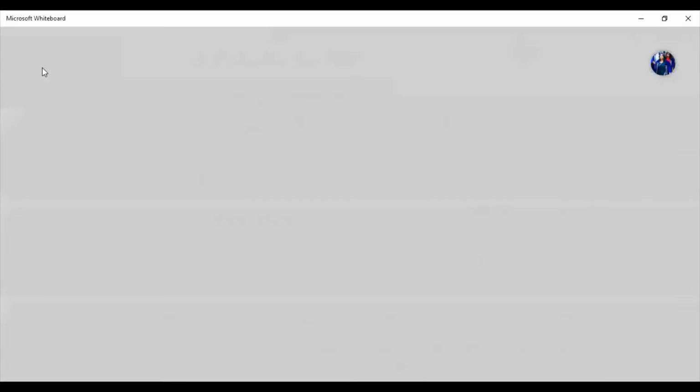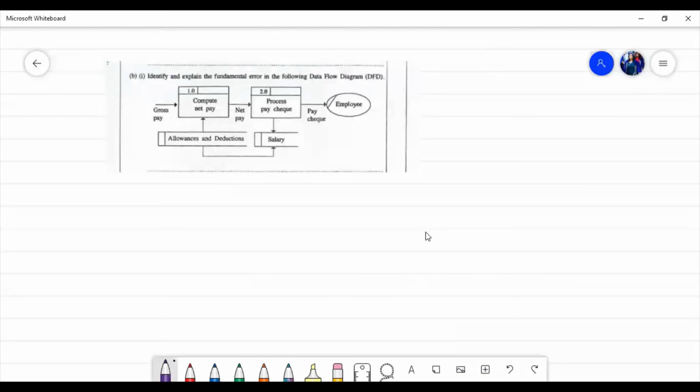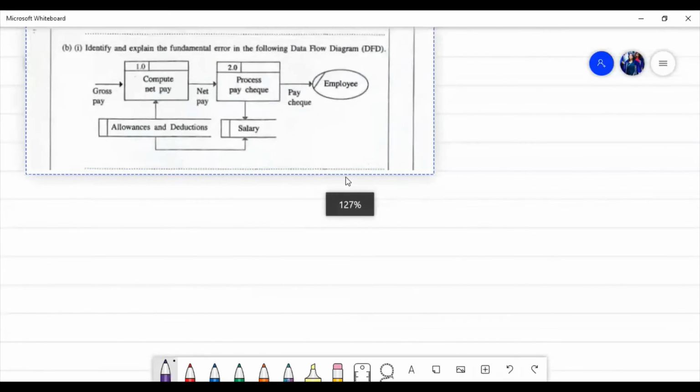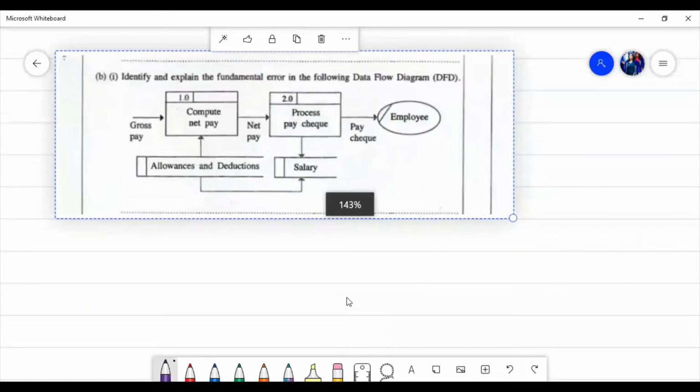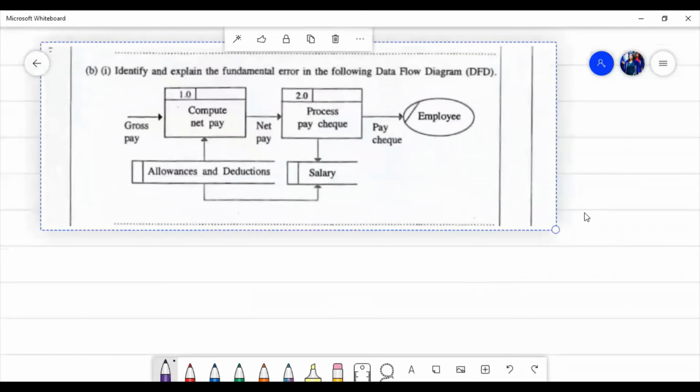I have seen a question here, look at this, in 2018. Yeah, now you can tell me. Identify and explain the fundamental error in the following DFD diagram. Yeah, please identify it and please let me know. Identify and explain the fundamental error in the following data flow diagram. We have an error here. What is that error?